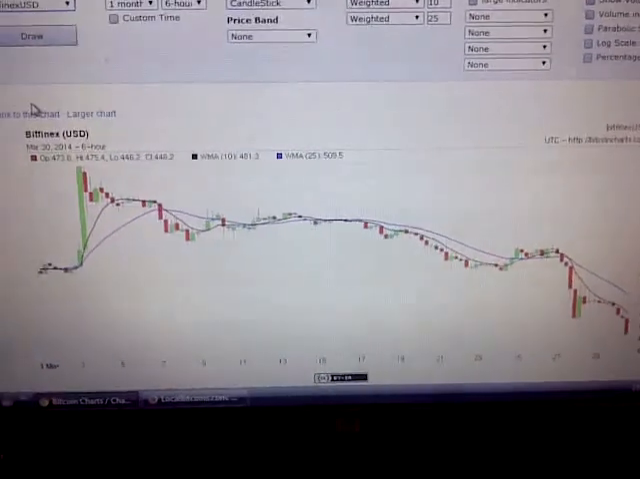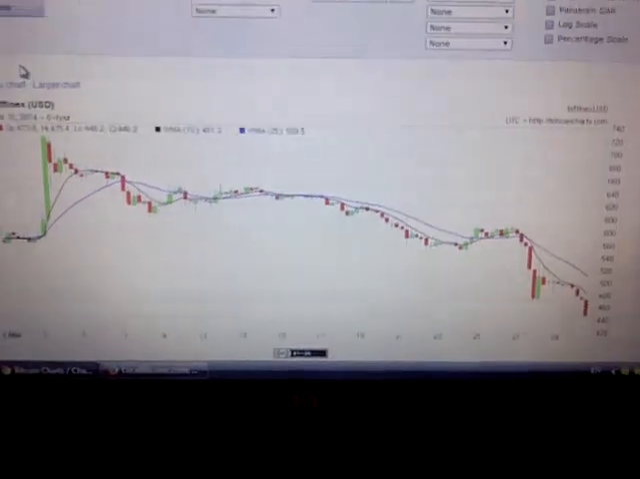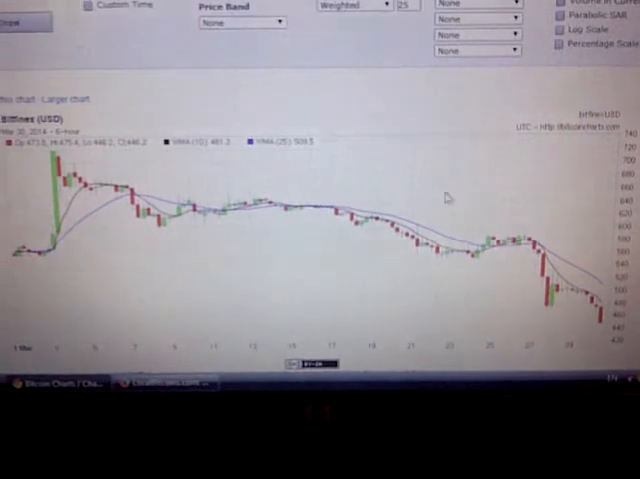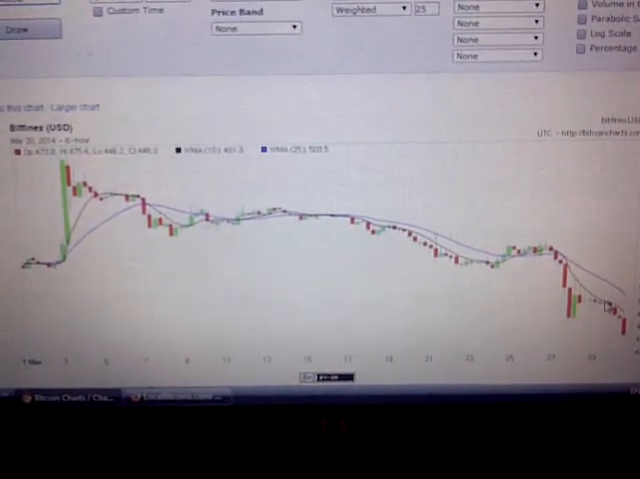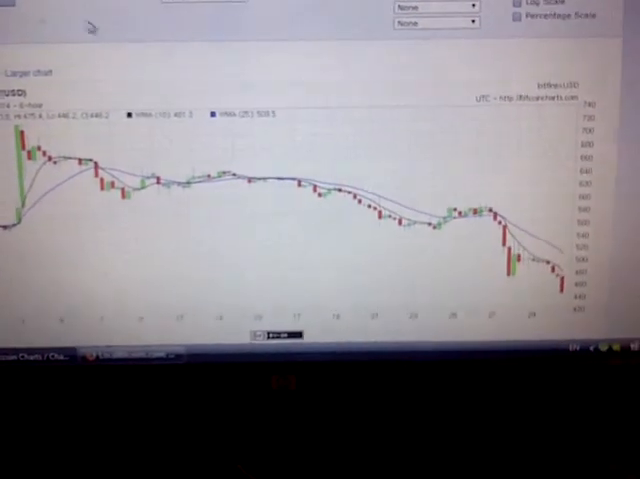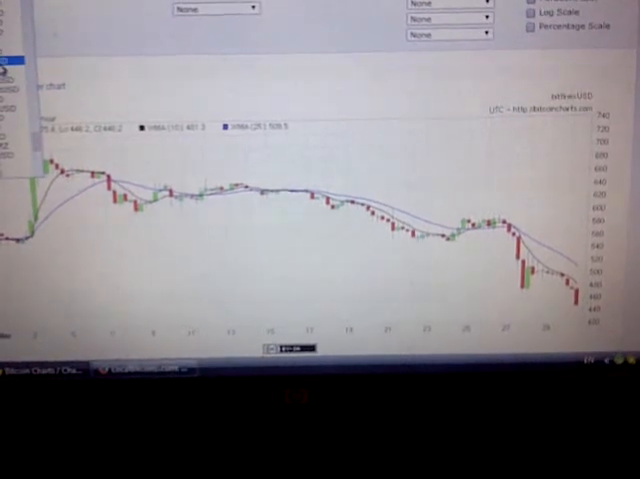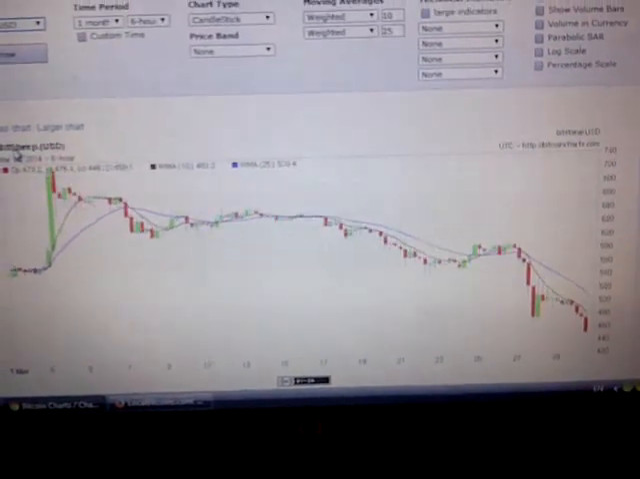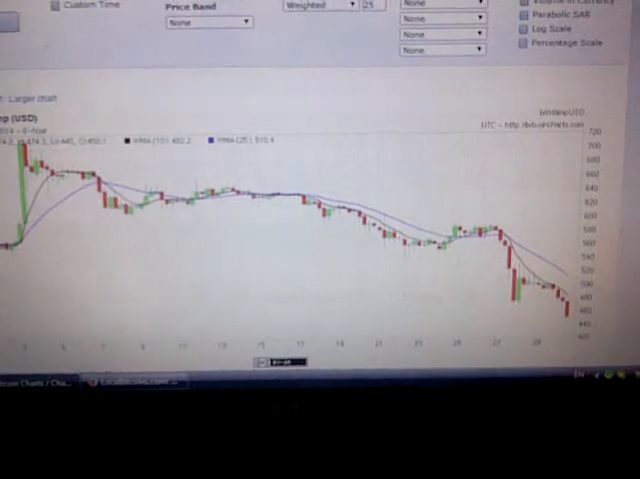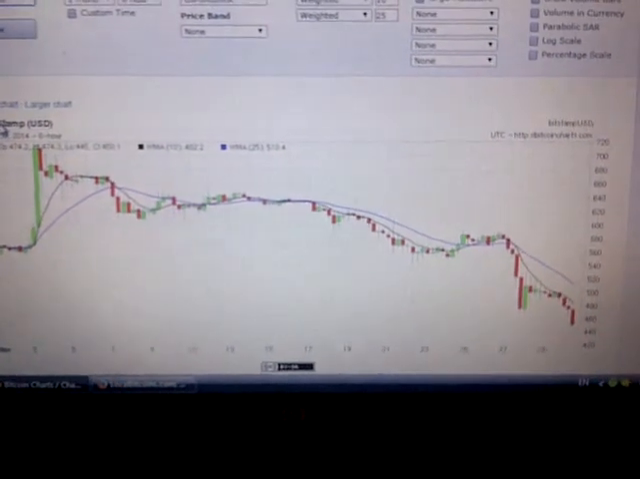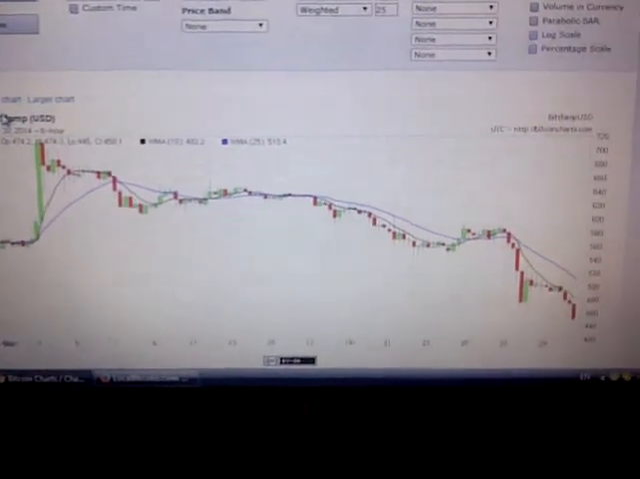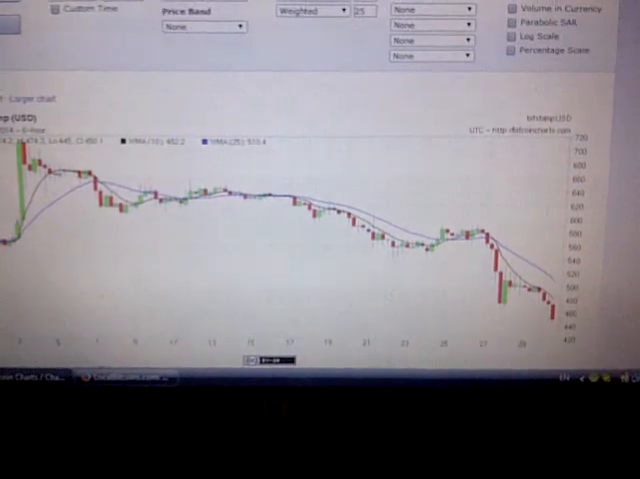Let me go over a few here. We'll go over Bitfin. Same thing, when I start seeing large bands like this, I start really looking for buying opportunities. And let me see one more. Let's look at Bitstamp. Same thing. The price is so low, it's worth the risk, in my opinion.